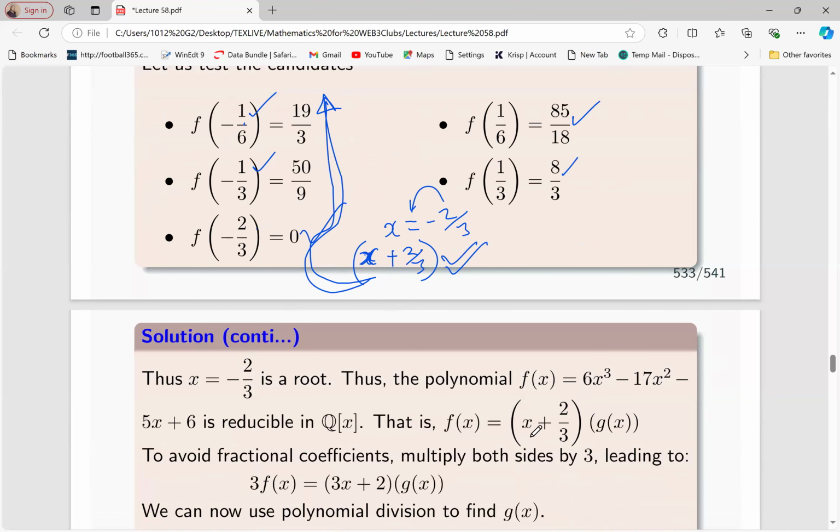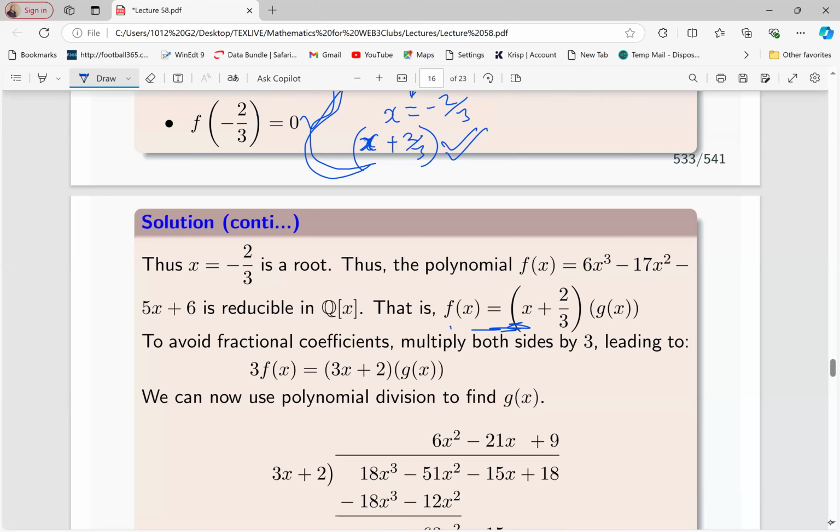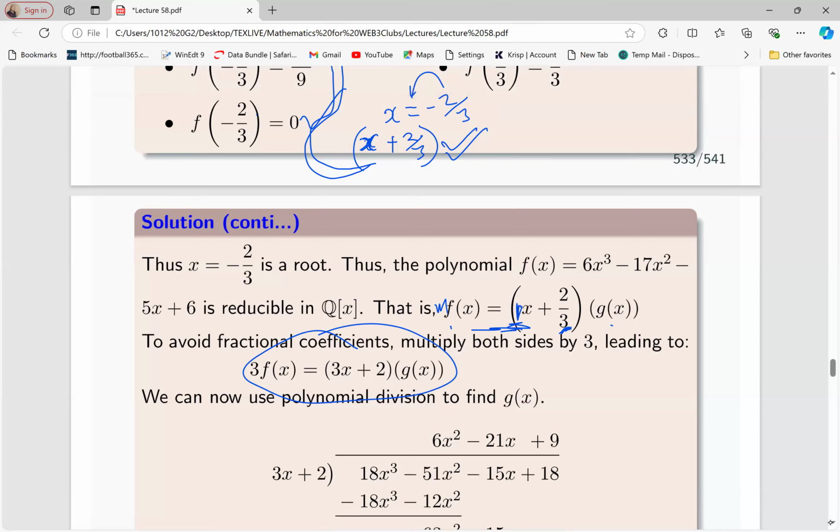So that's what I'm doing here. I'm just saying that the original polynomial can be written as this factor times another polynomial. Now I want to get rid of this fraction. I multiply here by 3, and then I multiply here by 3, and that's what I get. So now what is inside here is the original polynomial times 3.